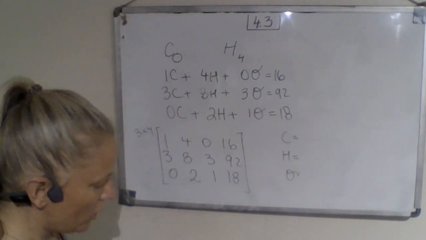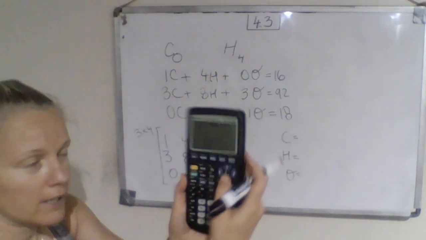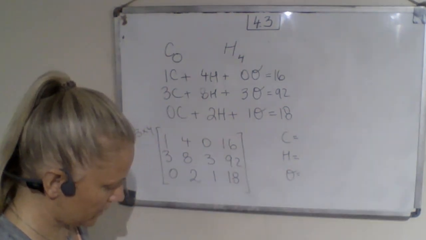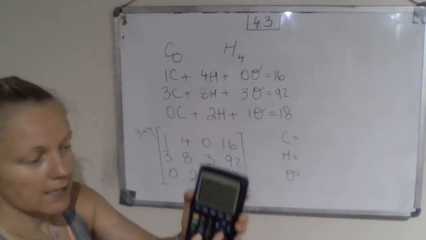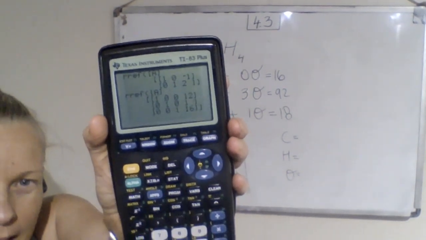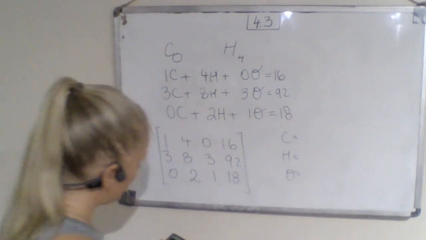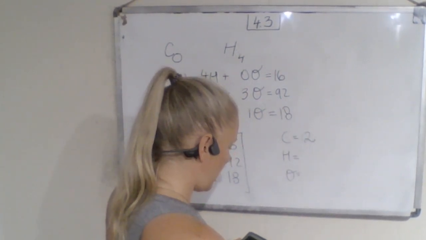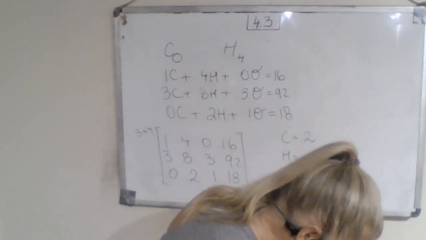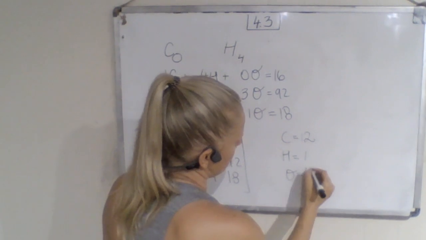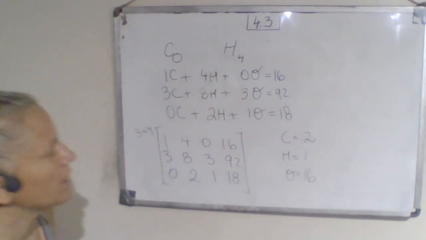Second matrix, all the way to math, over and go down to option B, RREF. Second matrix again to tell it, yes, I want to use my matrix A. And then I hit enter, and here it is. The weight of a carbon is 12. The weight of an atom of hydrogen is 1, and for the oxygen is 16. If you look at the book, that's what you got.